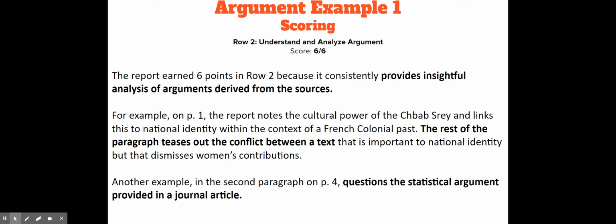For example, on page 1, the report notes the cultural power of the Chbab and links this to national identity within the context of a French colonial past. The rest of the paragraph teases out the conflict between a text that is important to national identity, but that dismisses women's contributions. Another example in the second paragraph on page 4 questions the statistical argument provided in a journal article. So basically what the scorers say is that when they read this paper, the AP seminar student clearly understood the argument that each source was making and communicated that clearly to the reader.